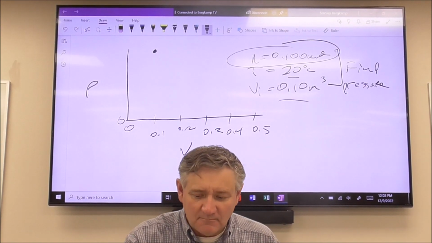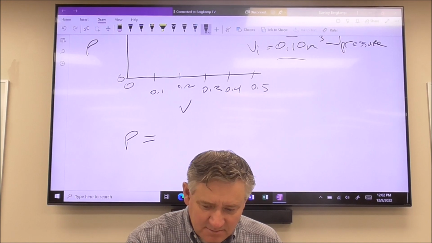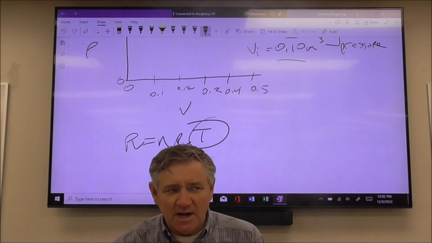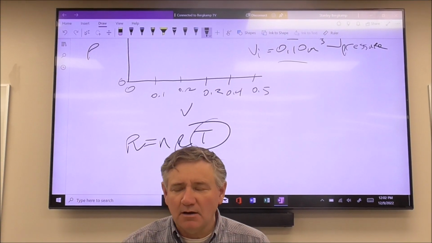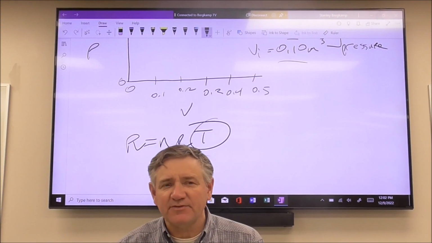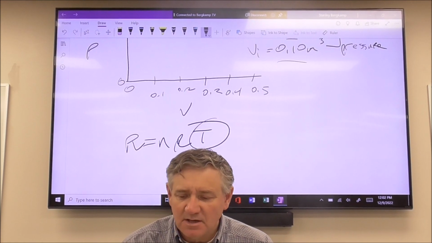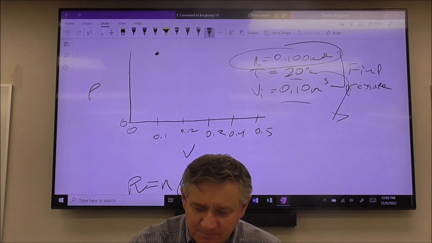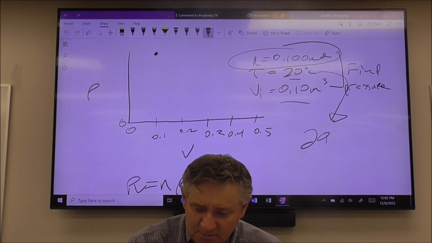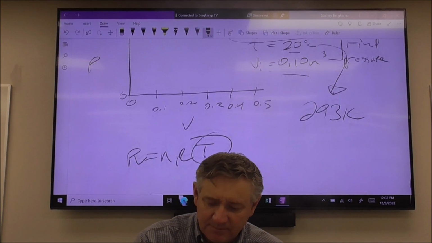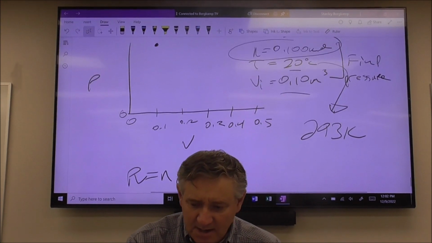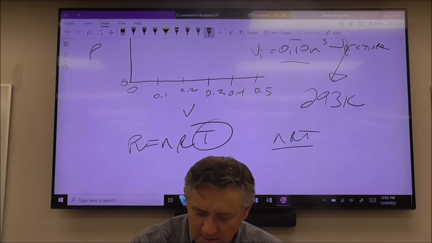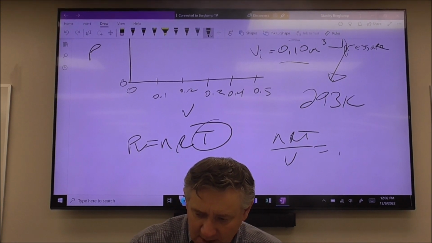PV equals nRT, right? Now, what does that temperature have to be in? Kelvin. Never in Fahrenheit, never in Celsius. So how am I going to get from 20 degrees Celsius into Kelvin? Add 273, which gets me 293 Kelvin. So I'm trying to find the pressure. So I'm going to go nRT over my volume, which is going to equal my pressure.